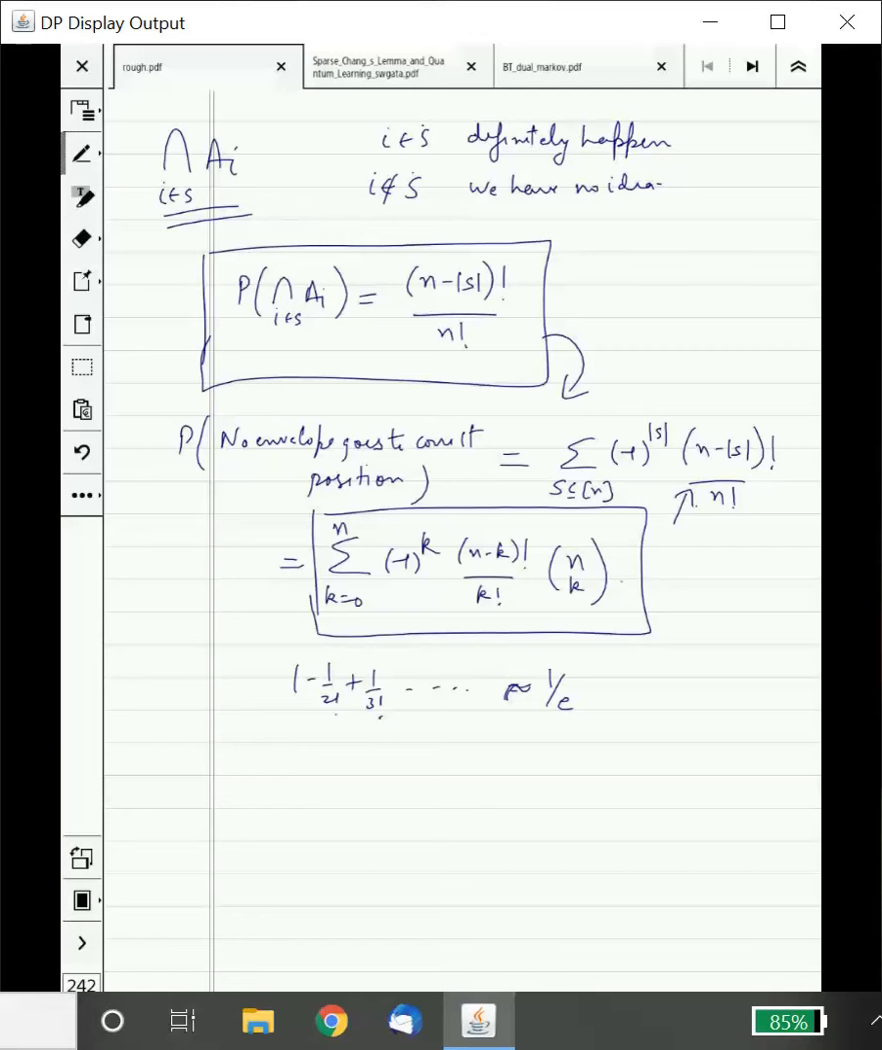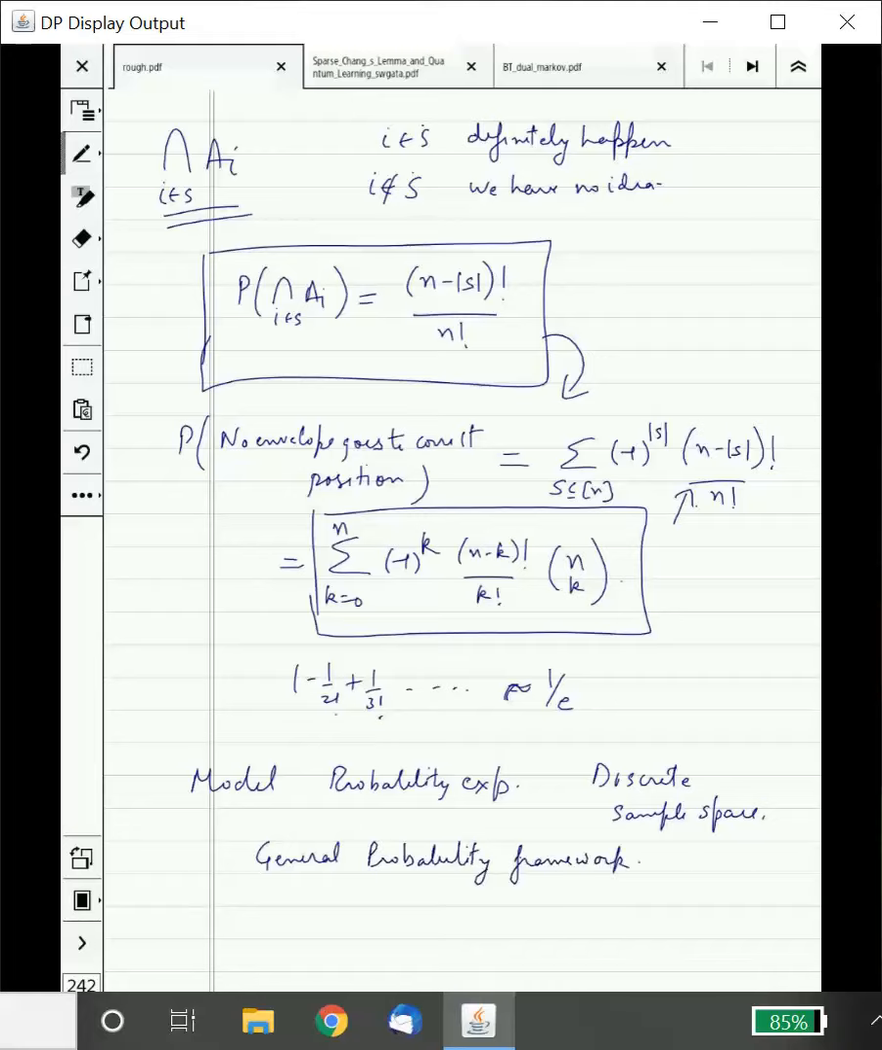So we saw one way to model a probability experiment using a sample space and probability distribution function. And remember that this was the case when the sample space was discrete. It turns out that this is not the most general framework. In the next lecture, we will see that we need a more general probability framework to tackle more cases, especially when the sample space is not discrete, and we will see it next time. Thank you.